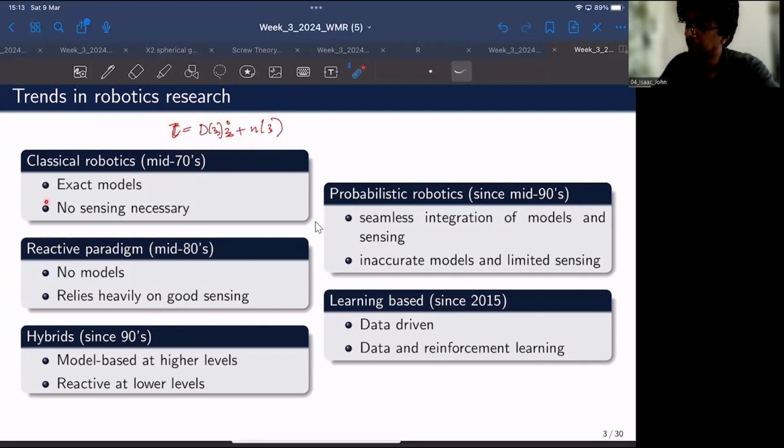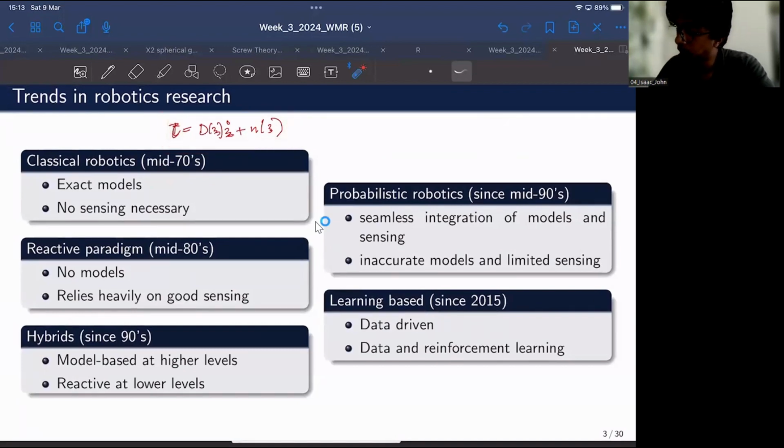We didn't actually have reliable sensing tools. So even though using the dynamic model alone, or using the models alone, could have some potential drawbacks that we can see in the upcoming slides, this is what earlier classical robots were based on, purely on models.